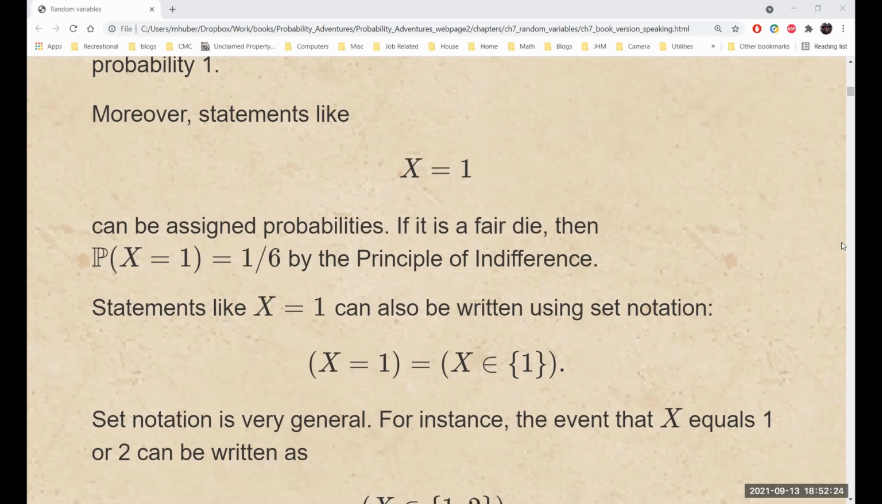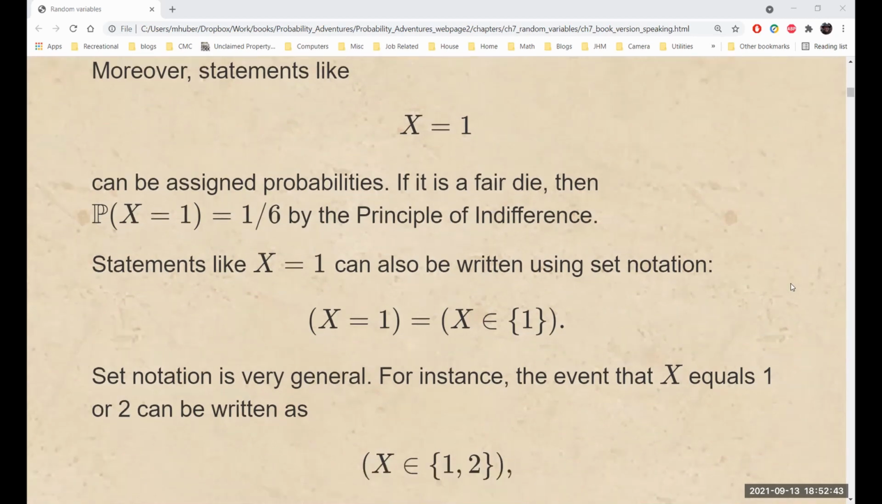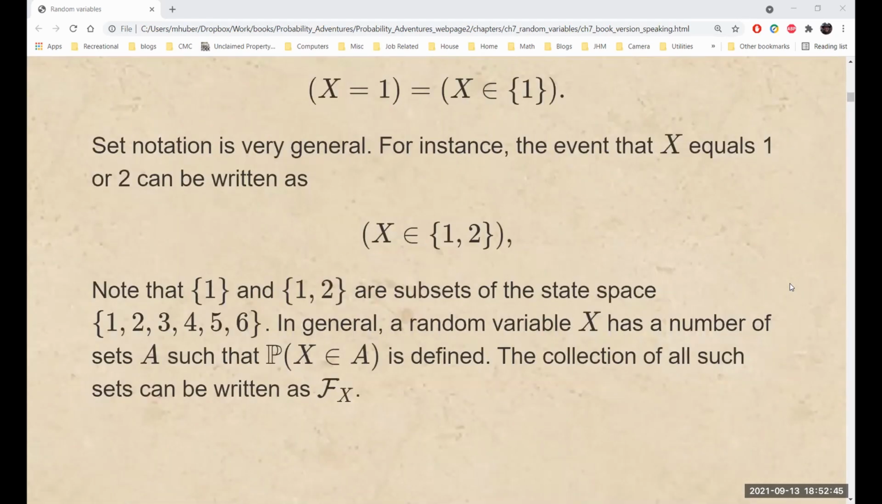Statements like X equals 1 can also be written using set notation. X equals 1 is the same as saying that X is an element of the set containing only 1. Set notation is very general. For instance, the event that X equals 1 or 2 can be written as X is an element of the set {1, 2}. Note that the set containing 1 and the set containing 1 and 2 are subsets of the state space {1, 2, 3, 4, 5, 6}.